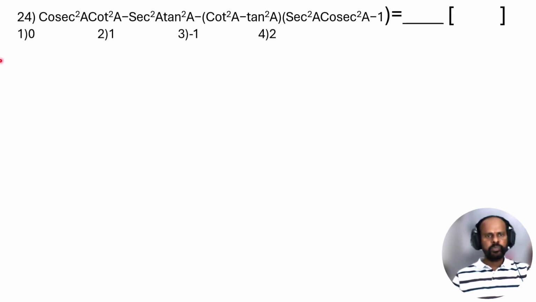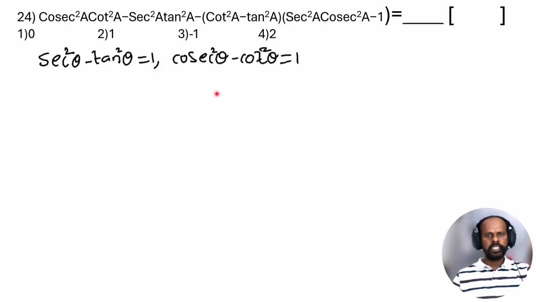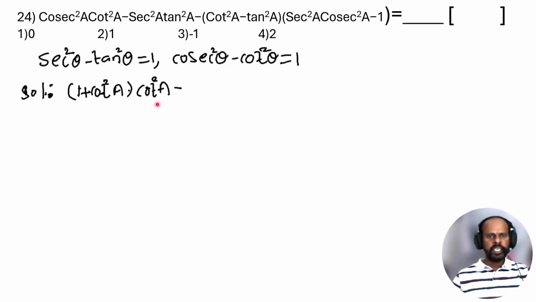Next, if you observe this one identity, we have to use sec square theta minus tan square theta equal to 1, and next we have to use one more identity, that is cosec square theta minus cot square theta equal to 1. So the first term is given, cosec square A, you can write as 1 plus cot square A, by using this, cot writing as it is.